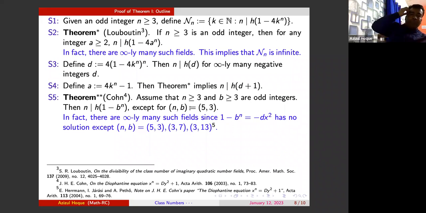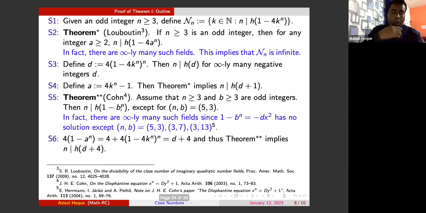Now we can look at this equation. This equation has no solutions except these possibilities. So except for this one, the class number of Q square root of minus D is divisible by n. In fact, this says that there are infinitely many fields of this kind, Q square root of 1 minus b^n. Sorry, this is actually not a, this is b actually.